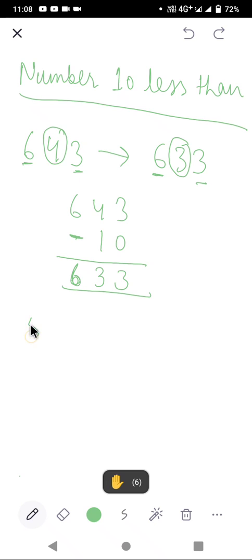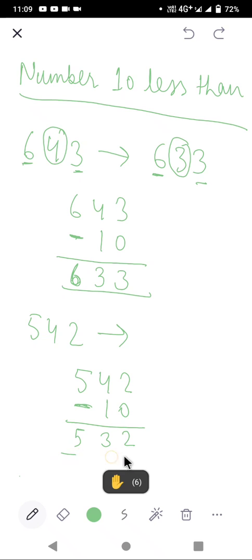Now let's take another number, 542. 10 less than 542, so let's subtract 10 from 542. 2 minus 0 is 2, 4 minus 1 is 3, and 5 at the hundreds place. 532 will be the answer. 10 less than 542 is 532. The hundreds place digit is the same. What has changed? The tens place digit only.